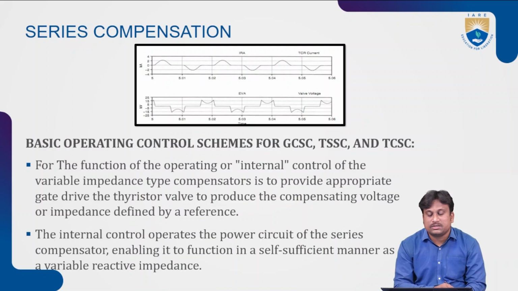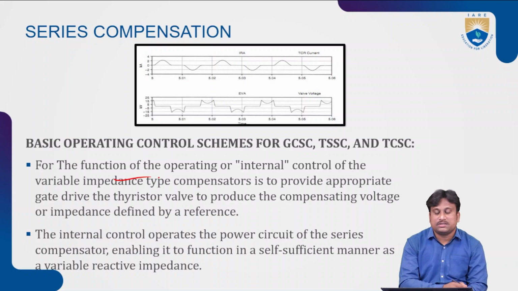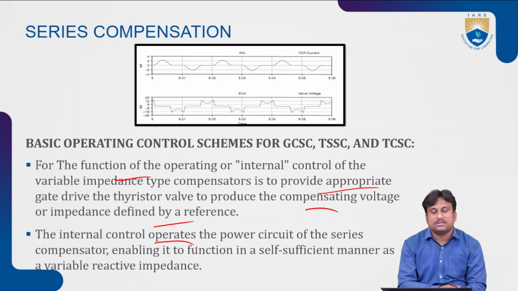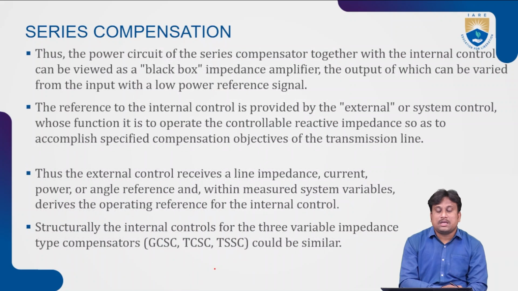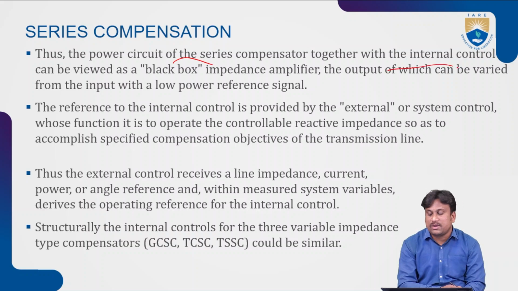So here the basic operation and control schemes for TCSC are presented. The function of the internal control is to provide appropriate gate drive to the thyristor valve, to produce a compensating voltage or impedance defined by a reference. So the internal control operates the power circuit of the series compensator, which enables it to function in a self-sufficient manner as a variable reactive impedance. Thus the power circuit of the series compensator together with the internal control can be viewed as a black box impedance amplifier, the output of which can be varied from the input with a low power reference signal.